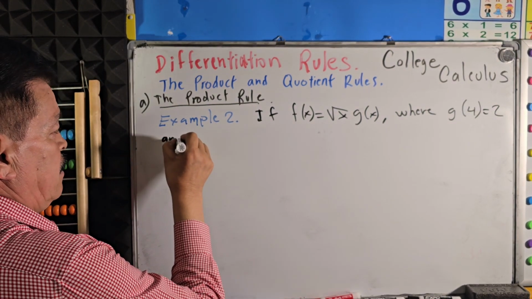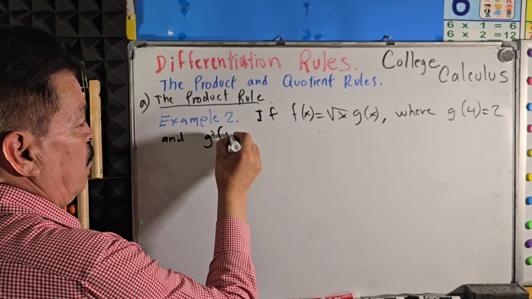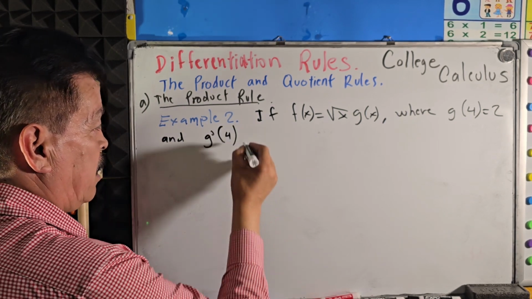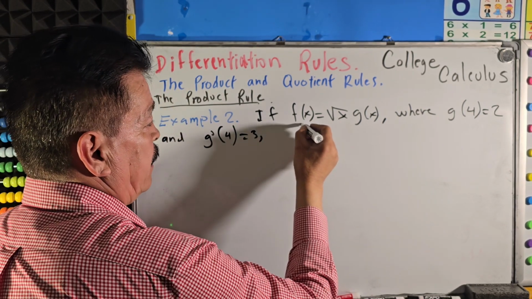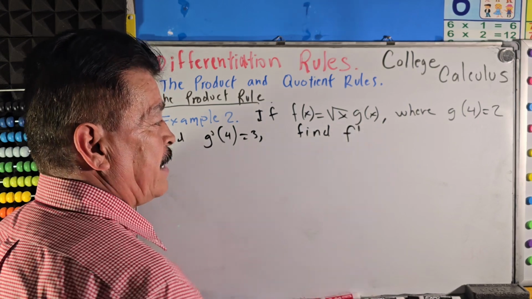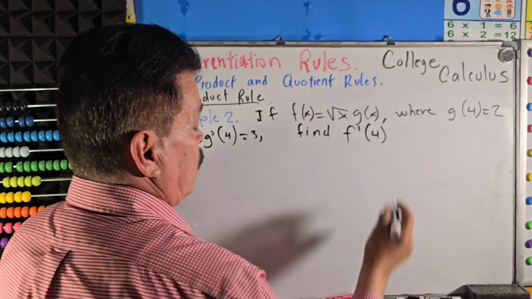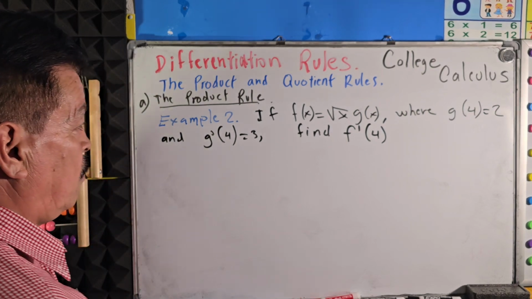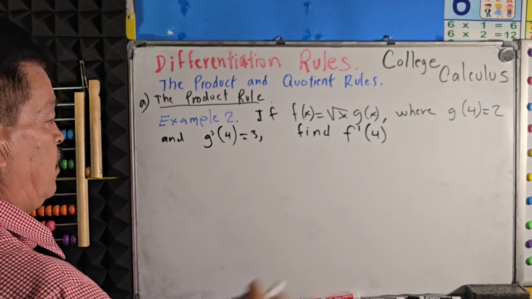And g prime of 4 equals 3. So we have to find f prime, the derivative, of 4. So what is the solution then? Solution.